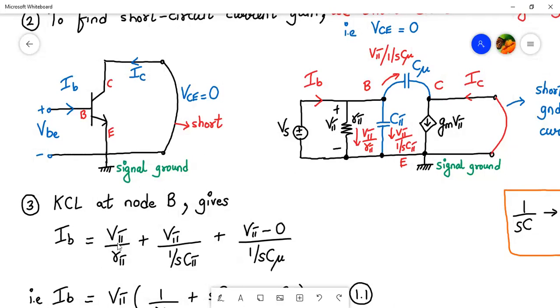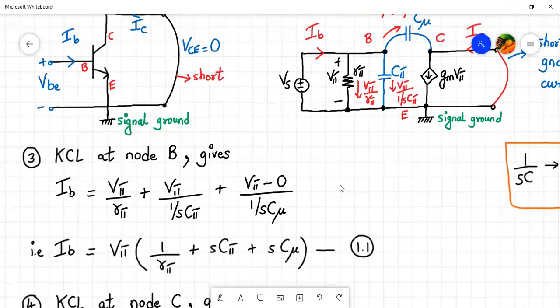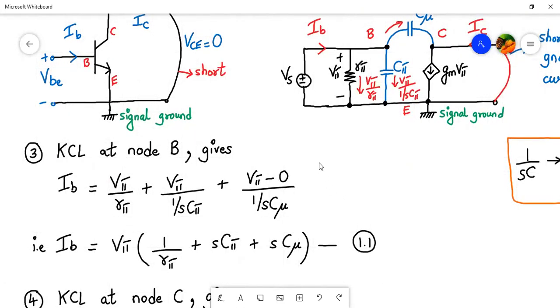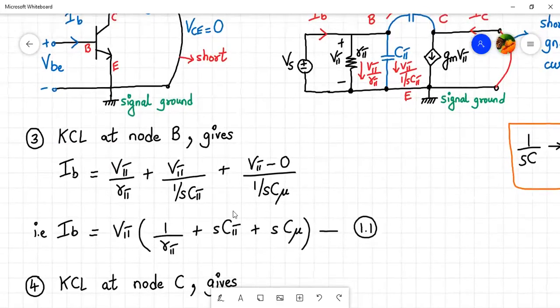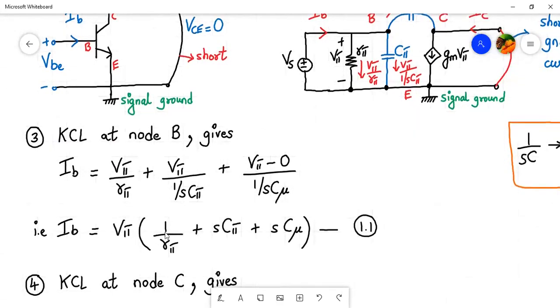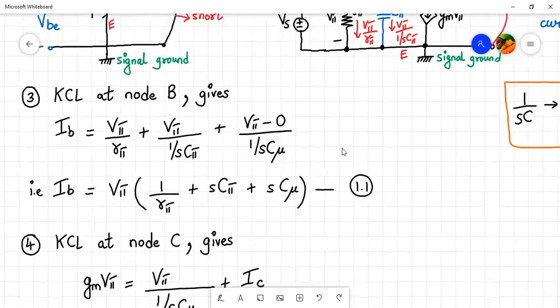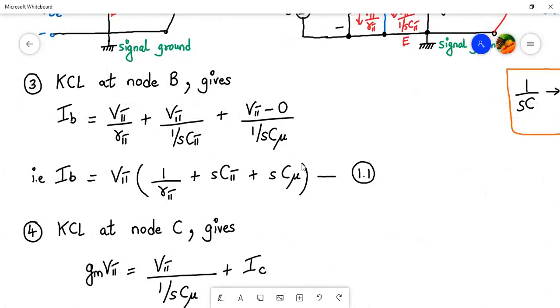So we can write IB is equal to V pi divided by R pi plus V pi divided by 1 upon S C pi plus V pi minus 0 divided by 1 upon S C mu, right? So now we'll take V pi common and in the bracket we get 1 upon R pi plus S into C pi plus S into C mu, right? So IB will be equal to V pi into this admittance, and that is our equation number one.